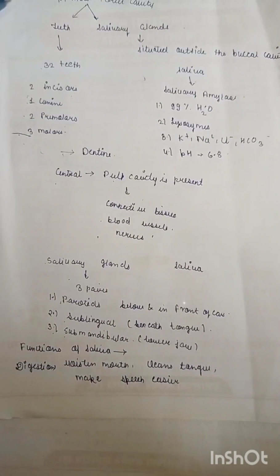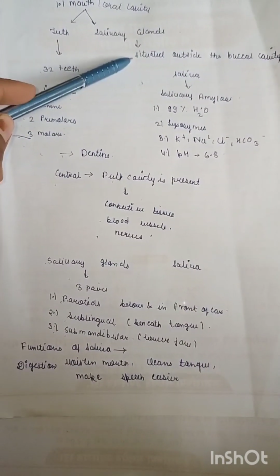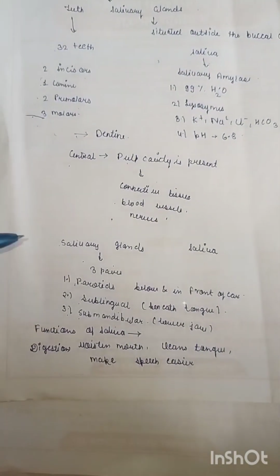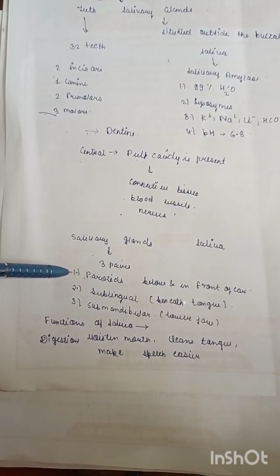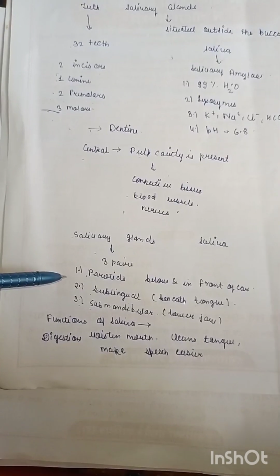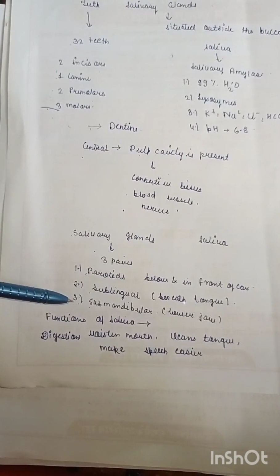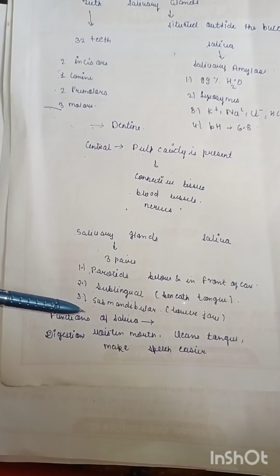Then the salivary glands. The salivary glands are situated just outside the buccal cavity, and their work is to secrete saliva. We have a total of 3 pairs of salivary glands. First, the parotid glands, which are situated below and in front of the ear. Then we have the sublingual glands, which are situated beneath the tongue. The submandibular glands are situated in the lower jaw.